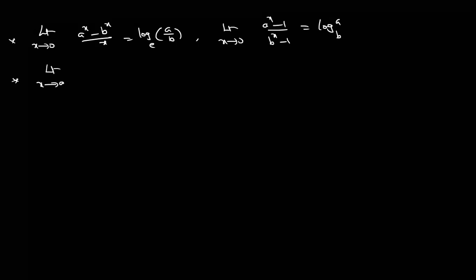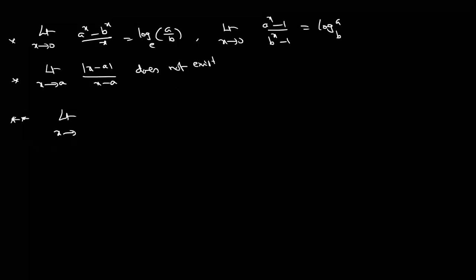Another one. Limit x tends to a, modulus of (x minus a) by (x minus a) always does not exist. Why? Because left hand limit and right hand limit are both existing but not equal. Yes, students. So these are the triple star questions, formulas.